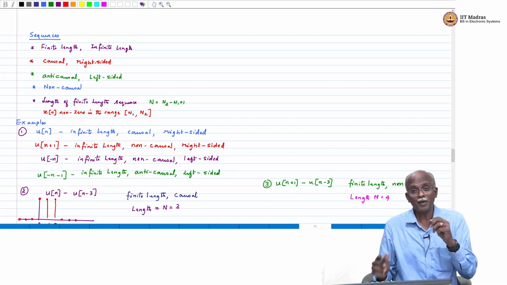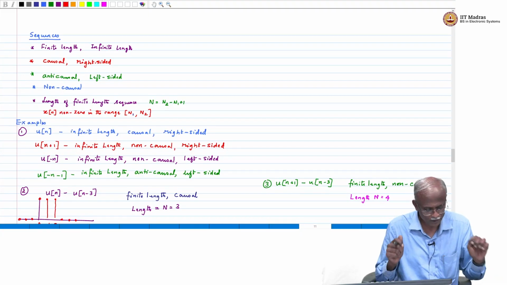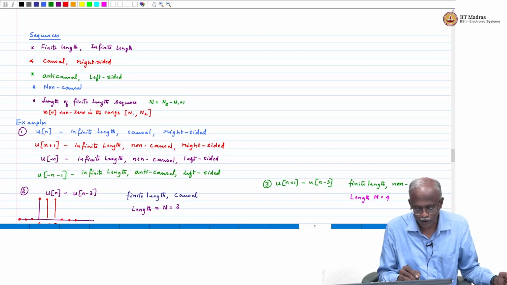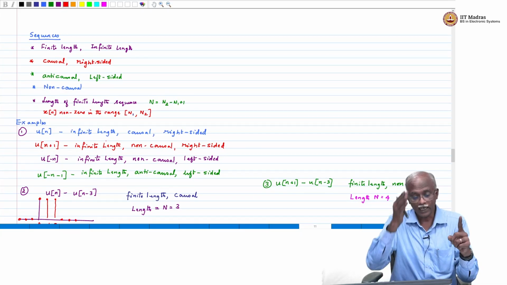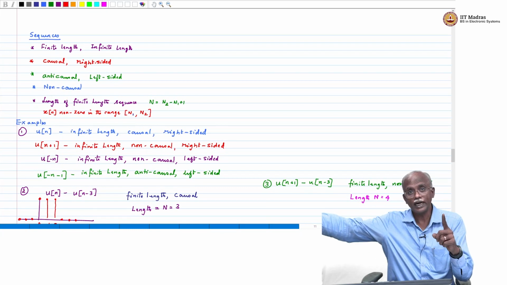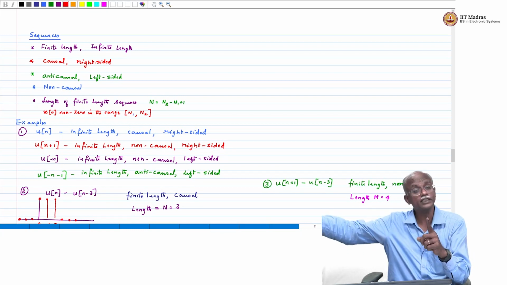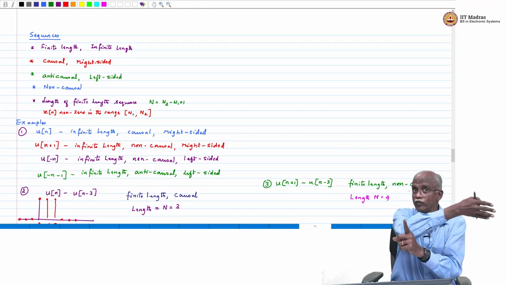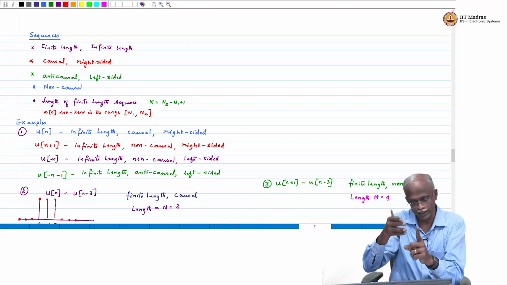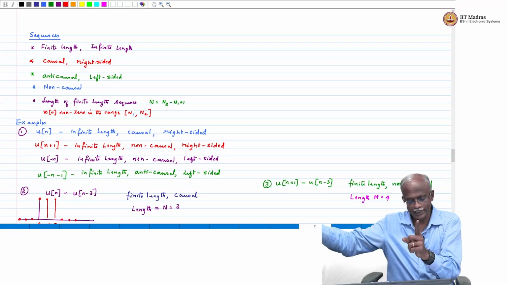Now, maybe a good way to refresh ourselves is to ask what u of n is from the basic definitions. u of n starts at n equal to 0 and goes to the right all the way to infinity. So, it is an infinite length sequence. Does it satisfy the condition for causality? Yes, there is no non-zero value for n less than 0. So, it is causal. Of course, it is a right-sided sequence.